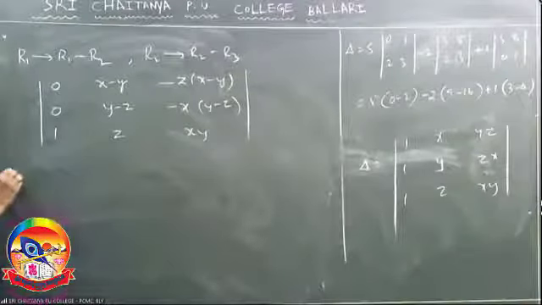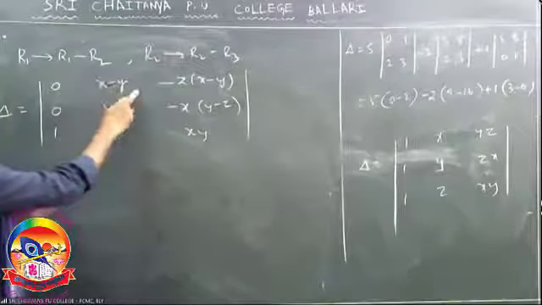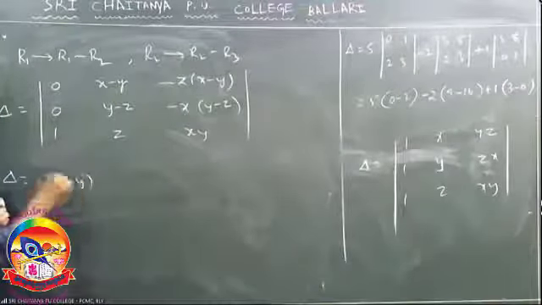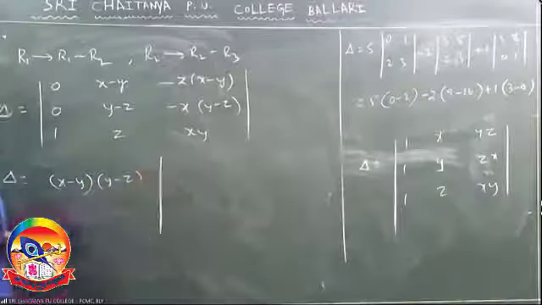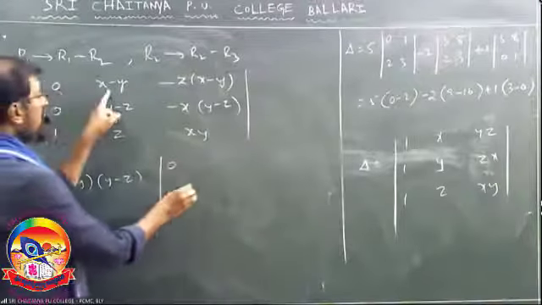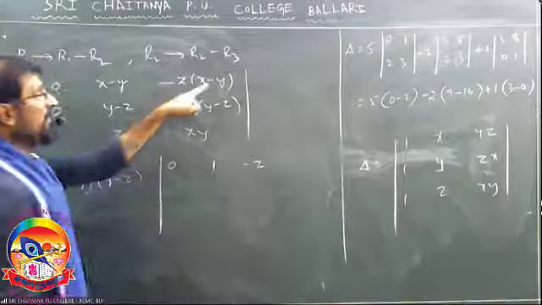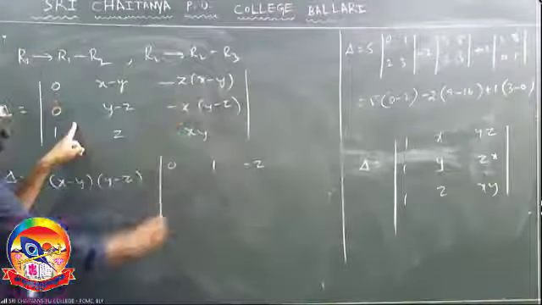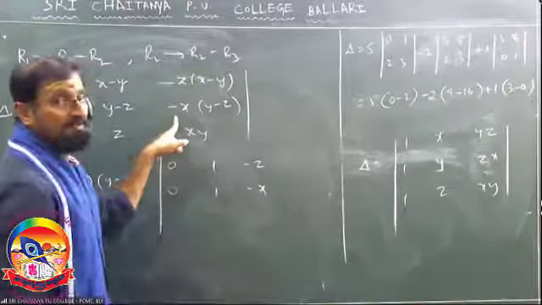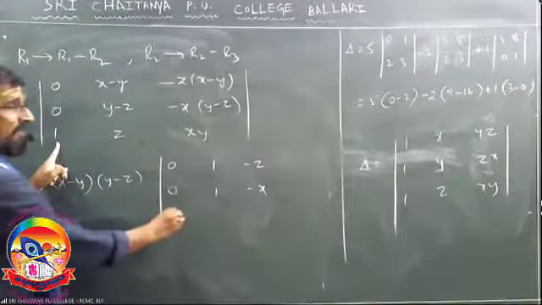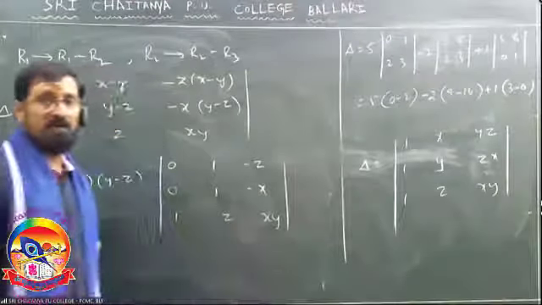Observe here, delta is equal to, okay, delta. You can take x minus y outside from the first row and y minus z from the second row. Thereon, you are going to get 0, okay? It came out, so it is 1. And this is, as it is, this is minus z. Why? Because this is out, right? Now, this is 0, okay? This is 1, okay? And this is minus x. Am I right? Now, this is 1, okay? This is z, and this is xy. Okay? I hope you understood this.